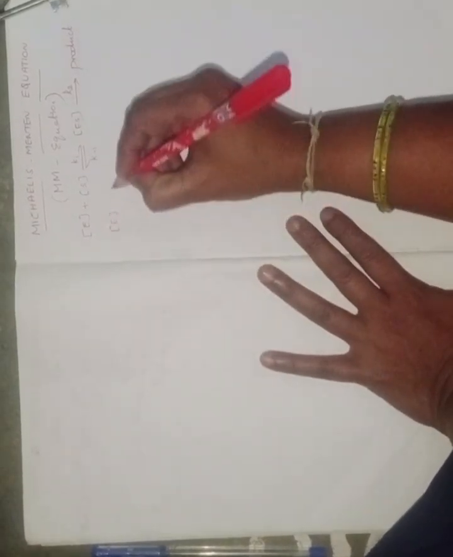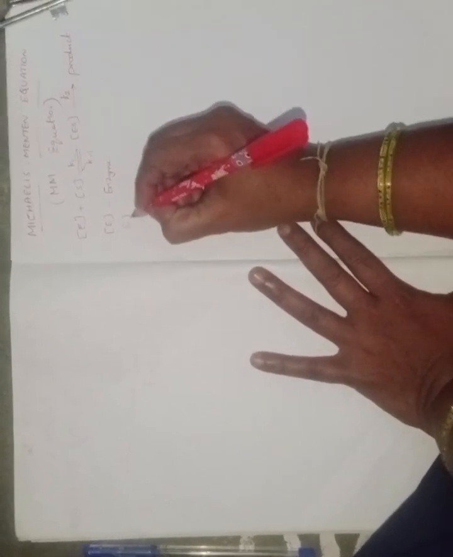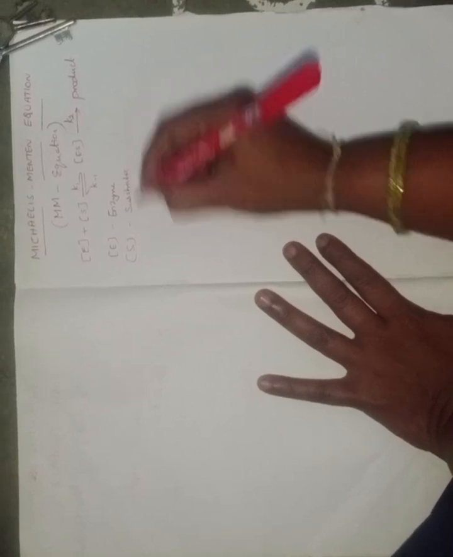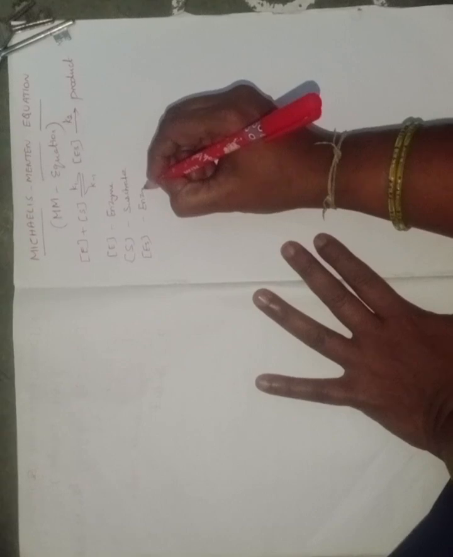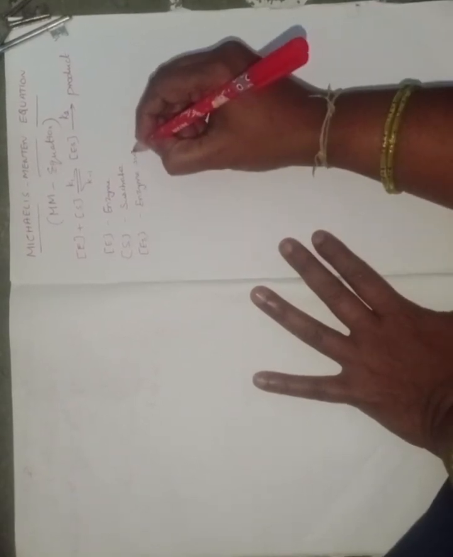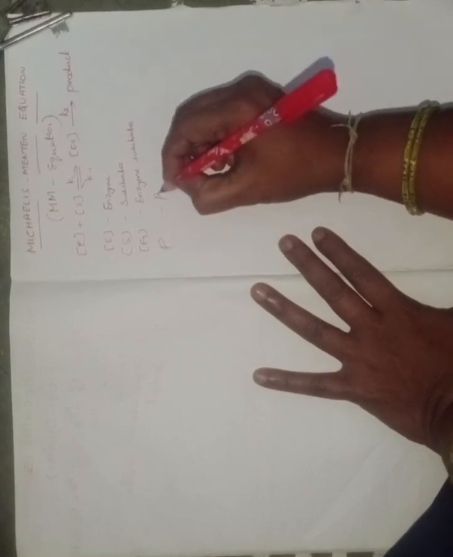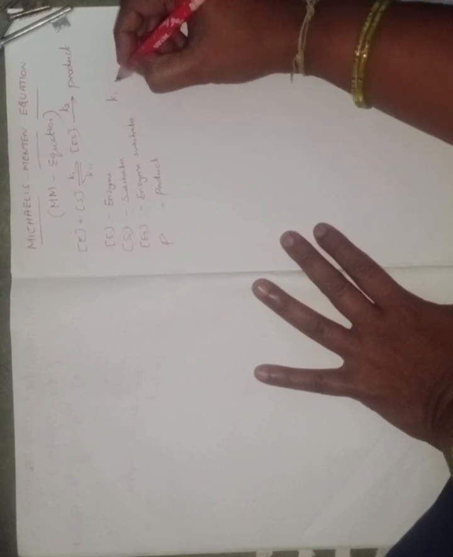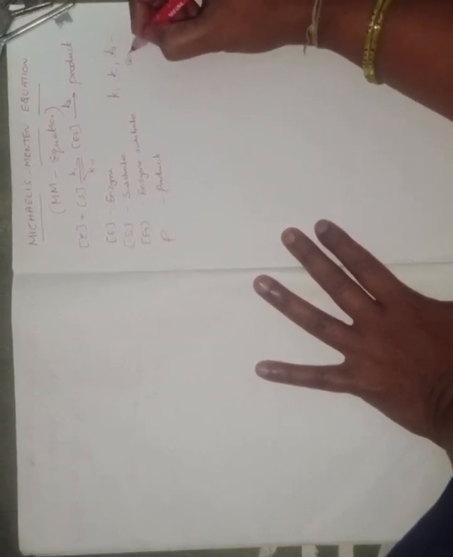E is denoted as the enzyme. S is called the substrate. ES is the enzyme substrate complex. P is nothing but the product. K1, K minus 1 and K2 are called constants.